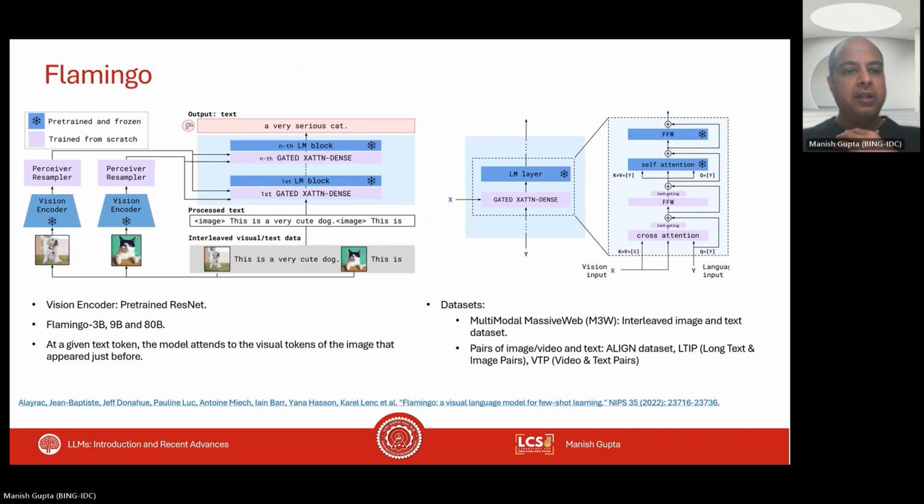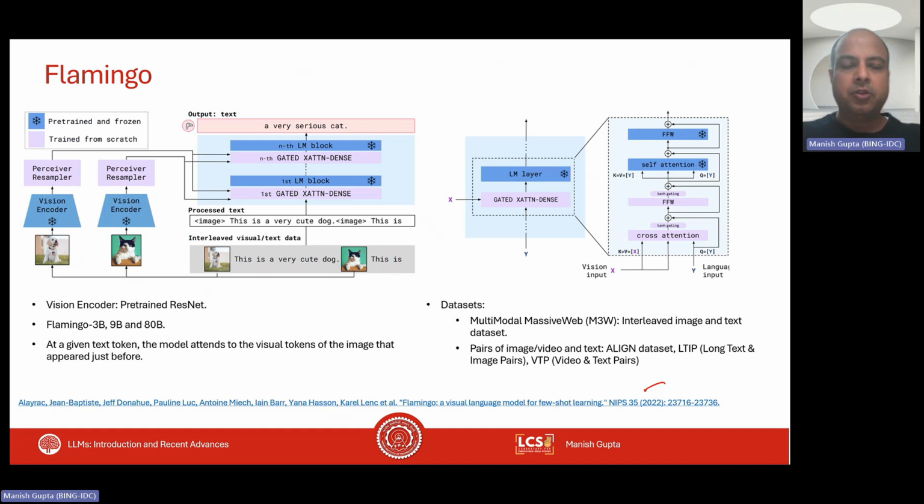Okay. So that's Frozen. Now, let me start talking about another model. And this time, let me talk about this model called Flamingo. Flamingo is not very old. It was presented at NeurIPS in 2022. Okay. And what you see on the left side is the Flamingo architecture. Okay.